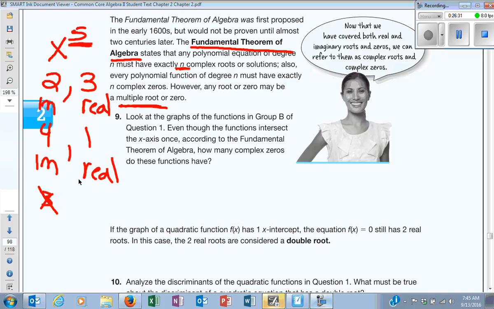Could you have 6? How many is the most that you can have? If you have x to the fifth, the most amount of roots you can have together is 5. Do you see how 2 plus 3 is 5? 1 plus 4 is 5. What's the other option I could have?